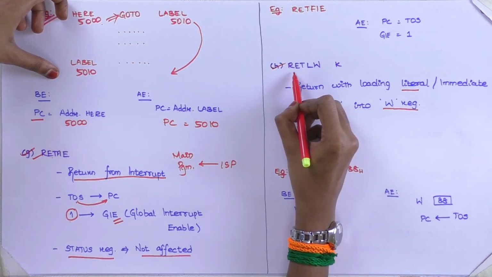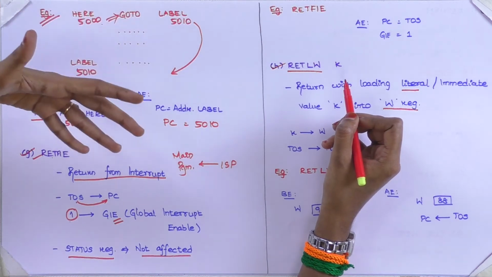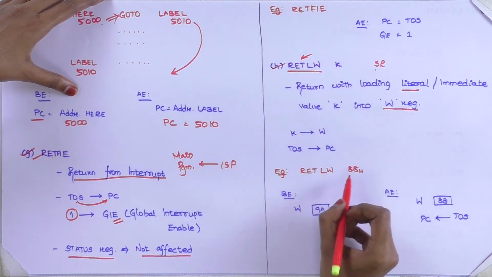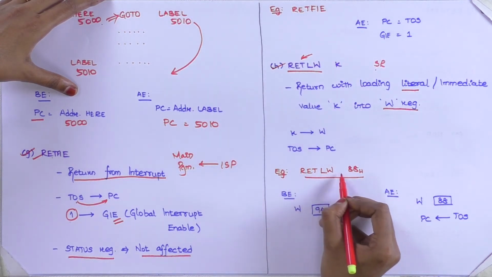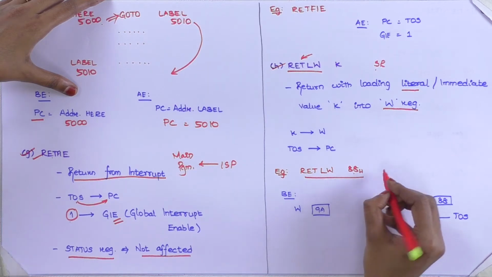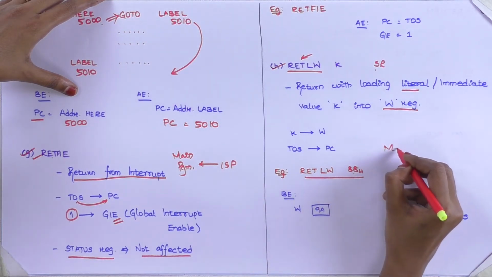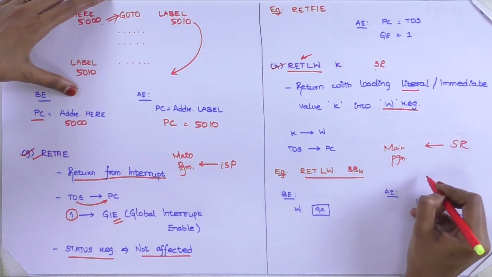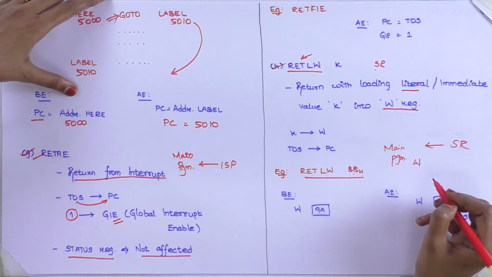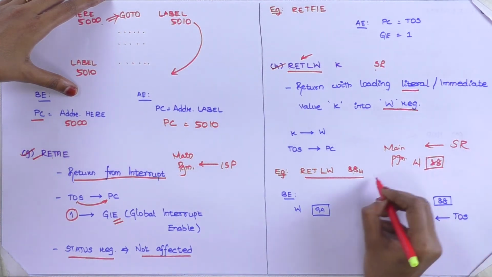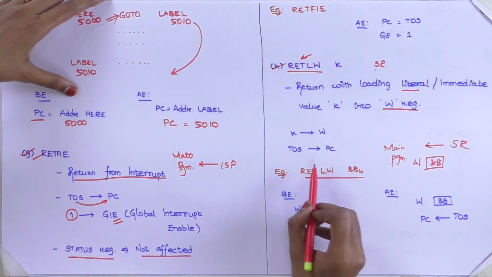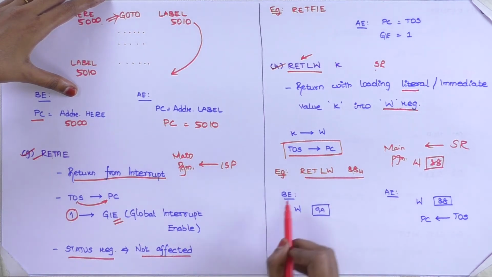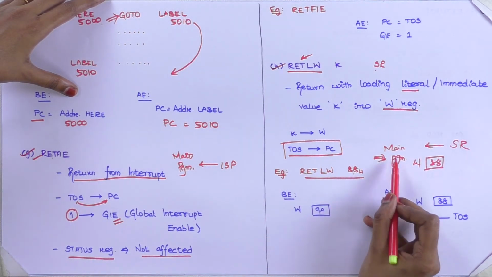Okay. So our next instruction is return with loading the literal value into the working register. Suppose you are executing a subroutine, and at the end of it you mention this instruction, as I have mentioned here, RETLW 88. What this instruction will do is return to the main program from the subroutine. Before returning, it will write the value of the working register as 88. Fine. By returning, it will retrieve the top of the stack to the program counter, so then only we will know where we stopped in the main program.